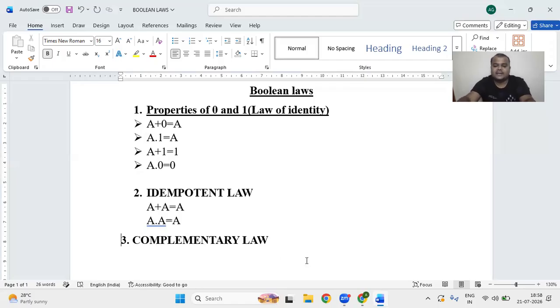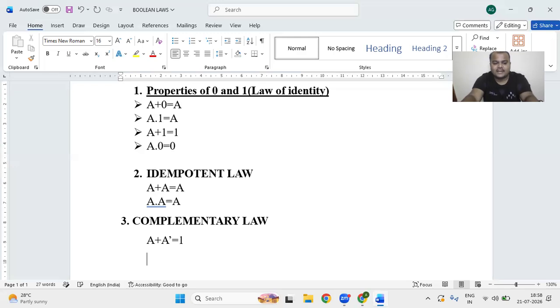But complementary law says that A plus A dash, and this one I can take as A dash, is equal to 1. And I can take the second property, A into A dash leads to 0. So how is it? For example, you can take A as 0 input.